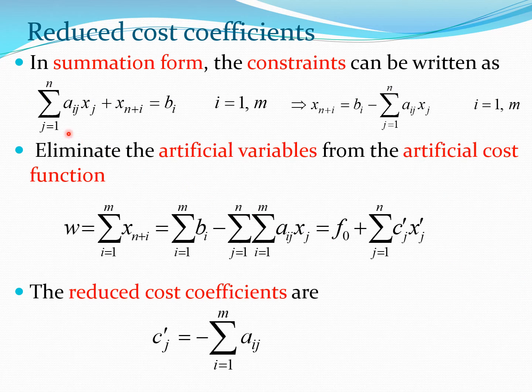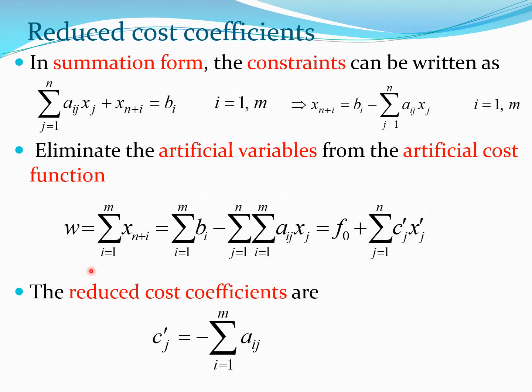Now if we write the summation in the constraints in a summation form, we get something like this. Again, recall this is the constraint sigma a_ij x_j equals b_i, and these are the AVs which we have put into the problem, the x_(n+i). Therefore I can write these AVs out in terms of the original design variables x_j.